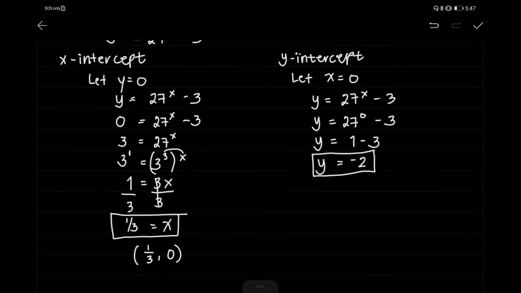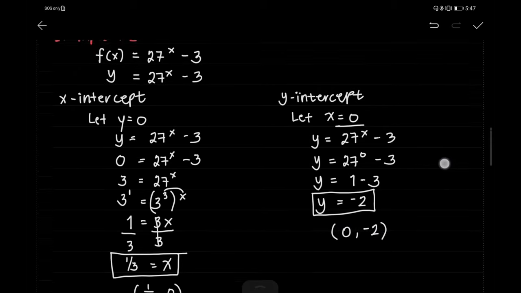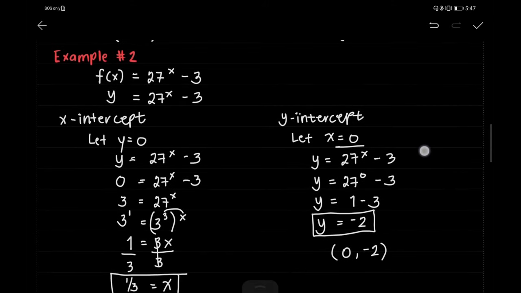So, meaning, ang point of intersection doon sa ating y-intercept is located siya doon sa kung saan ang x natin is 0 at yung y natin is negative 2. So, ito yung x and y intercept ng ating second given function.